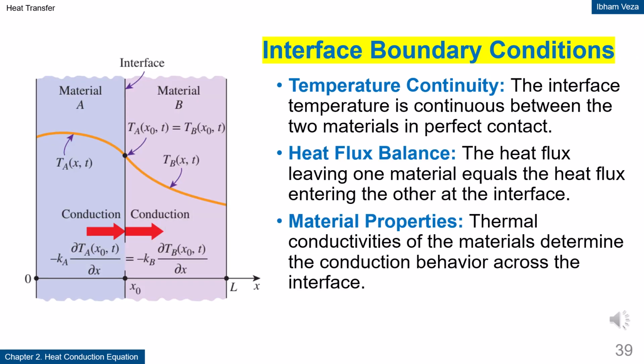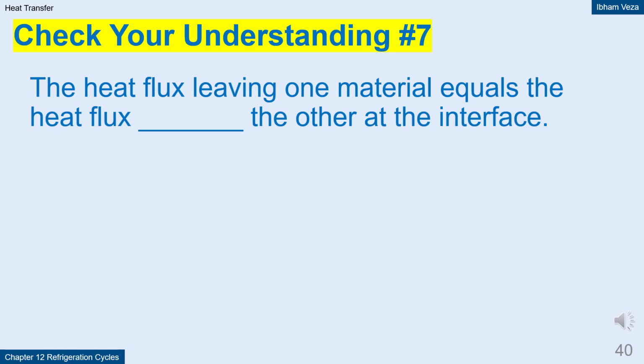Interface boundary conditions. For two materials in perfect contact, the temperature at the interface must be continuous. There must be no temperature jump at the contact point. The heat flux leaving the first material must equal the heat flux entering the second material. The thermal conductivity of each material affects the temperature distribution. This condition is very important in the analysis of layered walls or composite materials. The heat flux leaving one material equals the heat flux entering the other at the interface.